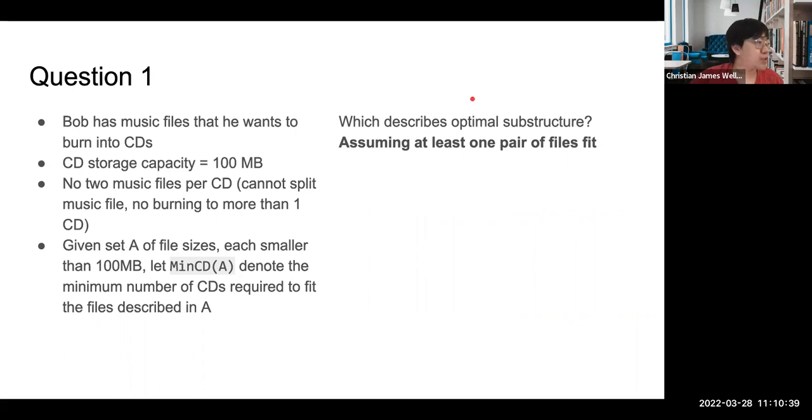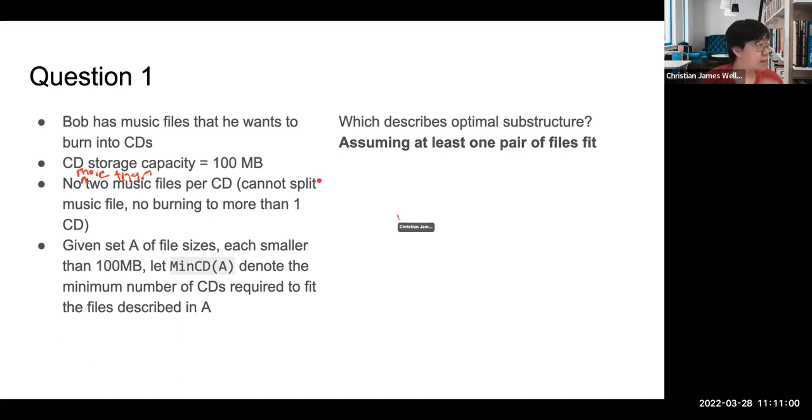Okay, so the question: no 2 files per CD means no more than... oh yes, I think I meant no more than 2 files per CD. Yep, sorry, so no more than 2. My bad. Yeah, I think that's what I meant.